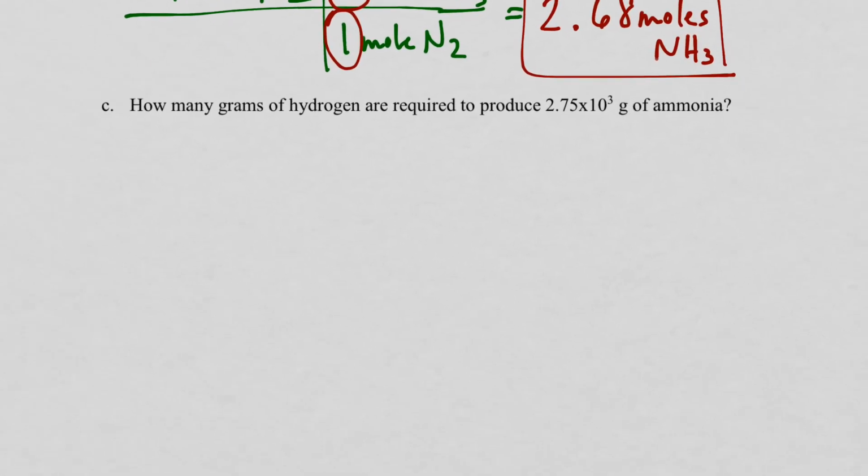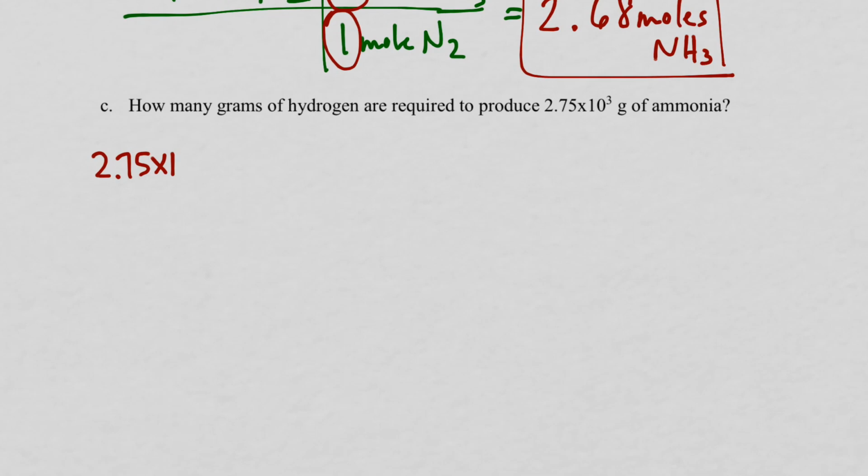Moving on to letter C. How many grams of hydrogen are required to produce 2.75 times 10 to the third grams of ammonia? And I'm going to start as far over here as I can, guys, but it's going to be tight for me to fit this one in the space provided because of the numbers in scientific notation. So we'll do our best here. 2.75 times 10 to the third grams NH3. And again, it wants to know the number of grams of hydrogen.